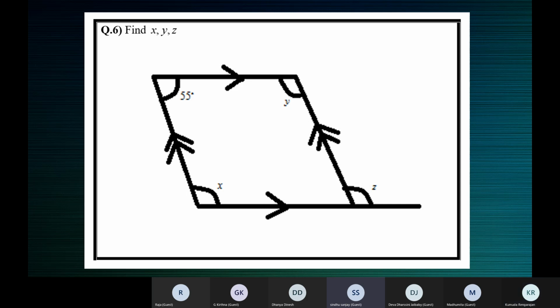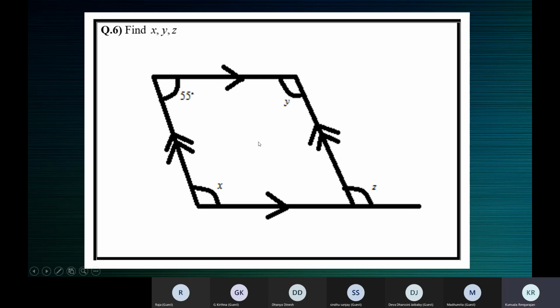Very good. Supplementary. Now this figure, how do you conclude it's a parallelogram? Because the arrows show that it's a parallelogram, ma'am. Yes, the arrows, it's not given in words, but the arrows indicate that the quadrilateral is a parallelogram. You can see both the pairs of opposite sides are marked parallel.